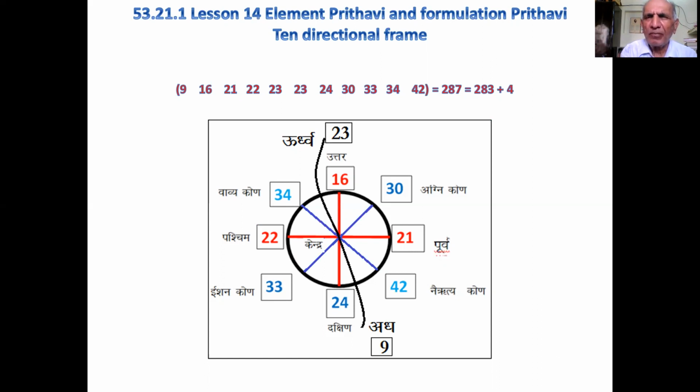At the top line are arranged the values 9, 16, 21, 22, 23, 23, 24, 30, 33, 34, 42 of summation value 283 as the values of the 10 directional frame. The depiction of these directions along with their names, designations as formulations and TC values is being given.